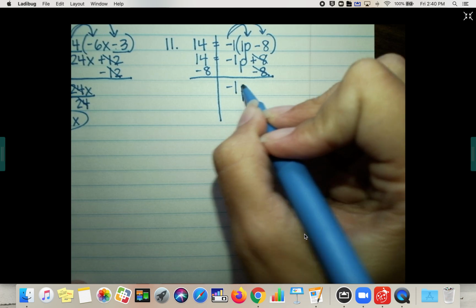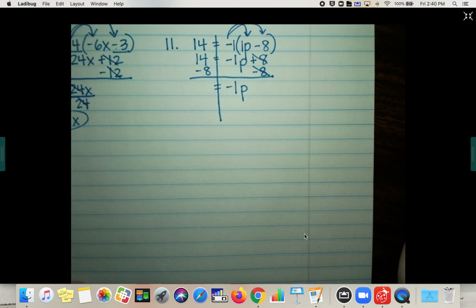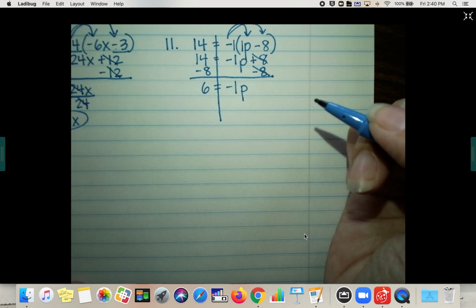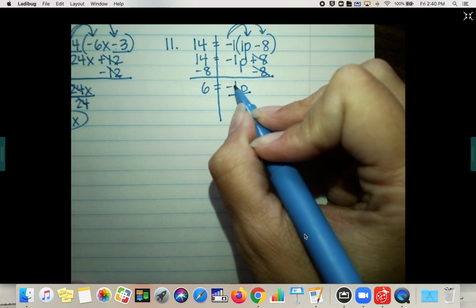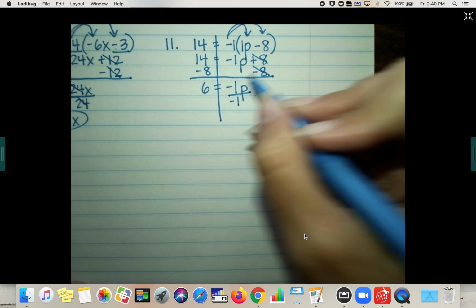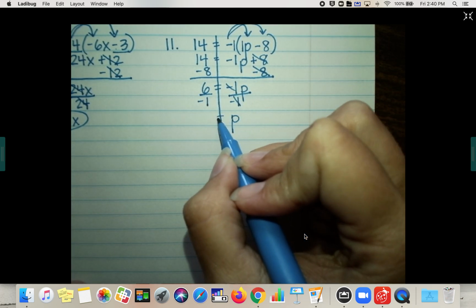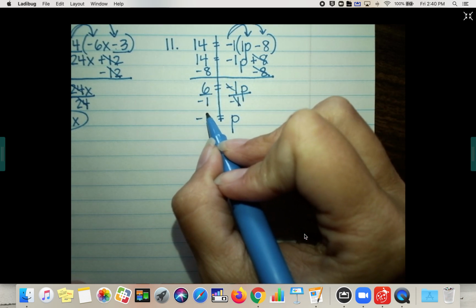Bring down negative 1p. 14 minus 8 is 6. Divide both sides by negative 1 because p is being multiplied by negative 1. 6 divided by negative 1 is negative 6.